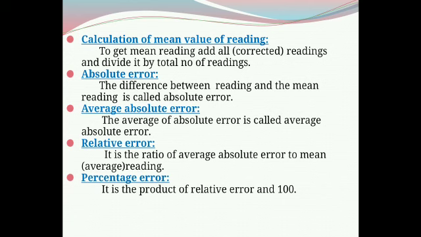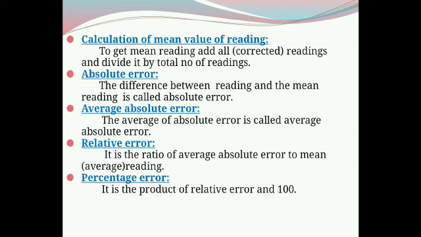Now we see how to calculate these. First step is calculation of mean value of reading. To calculate the mean reading, add all readings and divide by the total number of readings, and that is called the mean value of reading. Second is absolute error. To calculate the absolute error, find the difference between reading and the mean reading. Next is average absolute error, also called mean absolute error. When we take the average of absolute errors, it is called average absolute error.